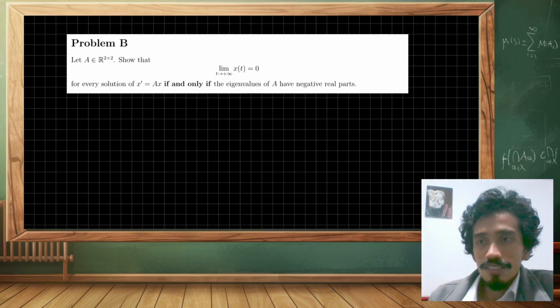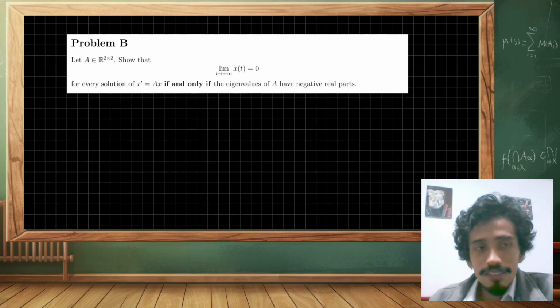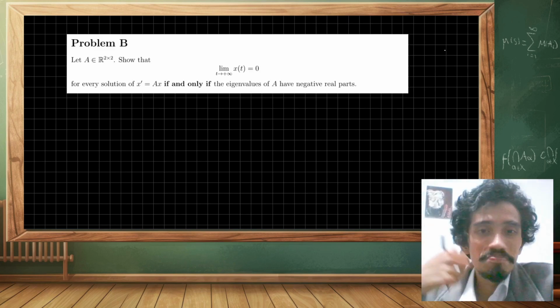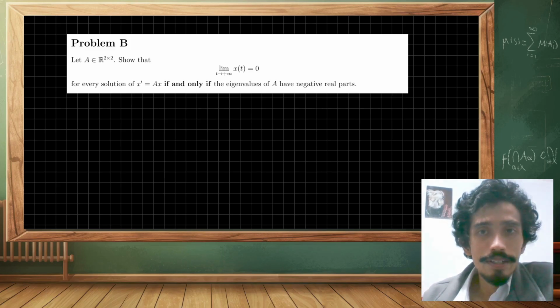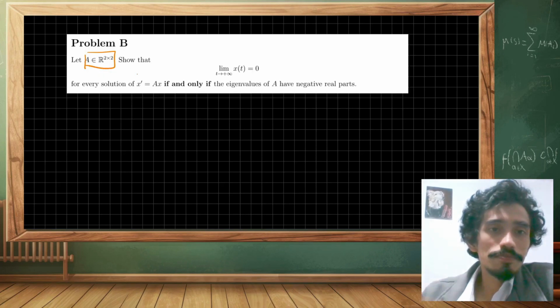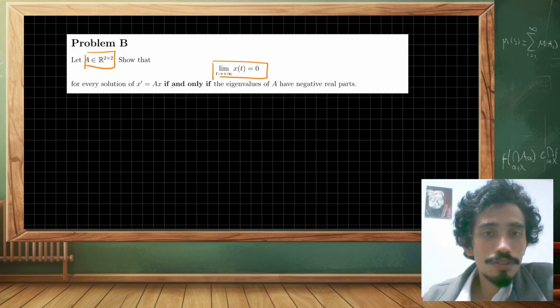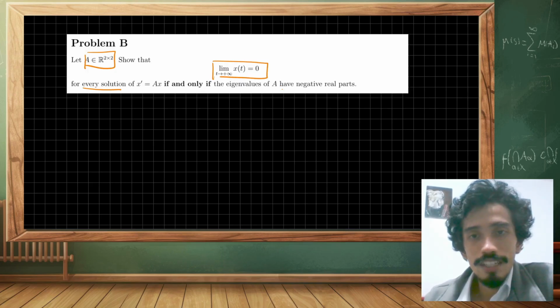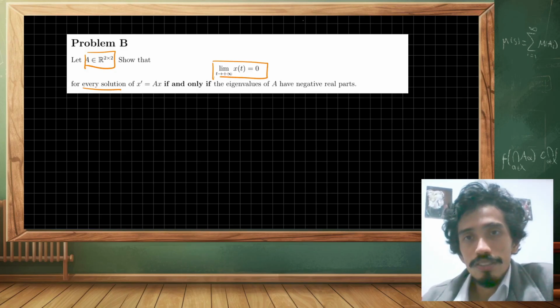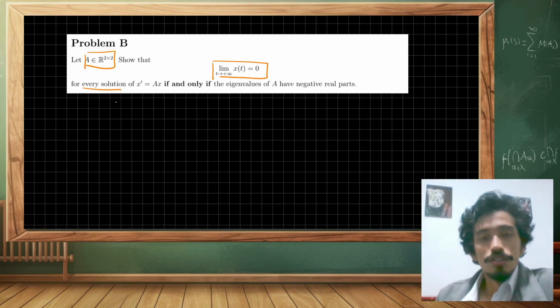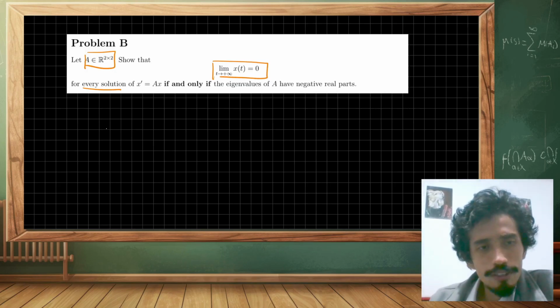And now let's go with the second proposition, which is, I think, a little more straightforward. The problem tells us that we are once again working with a square matrix, and we need to show that this limit is 0 for every solution, in this case, if and only if the eigenvalues of A have negative real parts. So we will apply this formula, this property. Let's write it here.